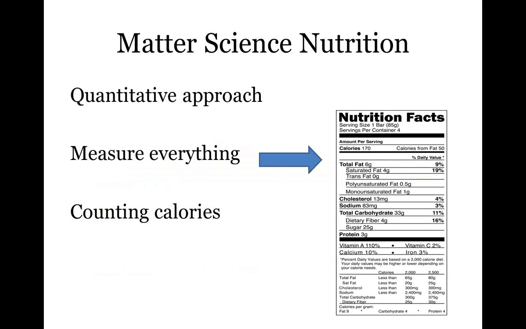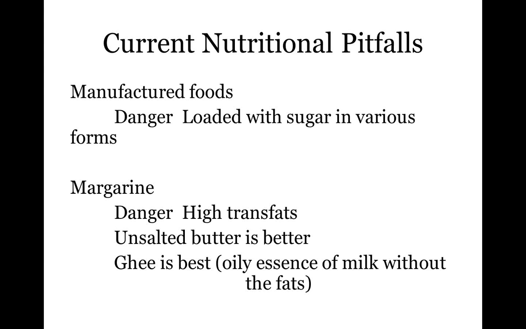So Matter Science Nutrition is basically a quantitative approach. It measures everything, and you can see on this slide that manufacturers of food products are now asked to put down all the measurements that they have in their food product. And it gets to us in the form of counting calories, although I think that's somewhat going to the wayside. But even there, it's measuring things. And this leads to essentially nutritional pitfalls.